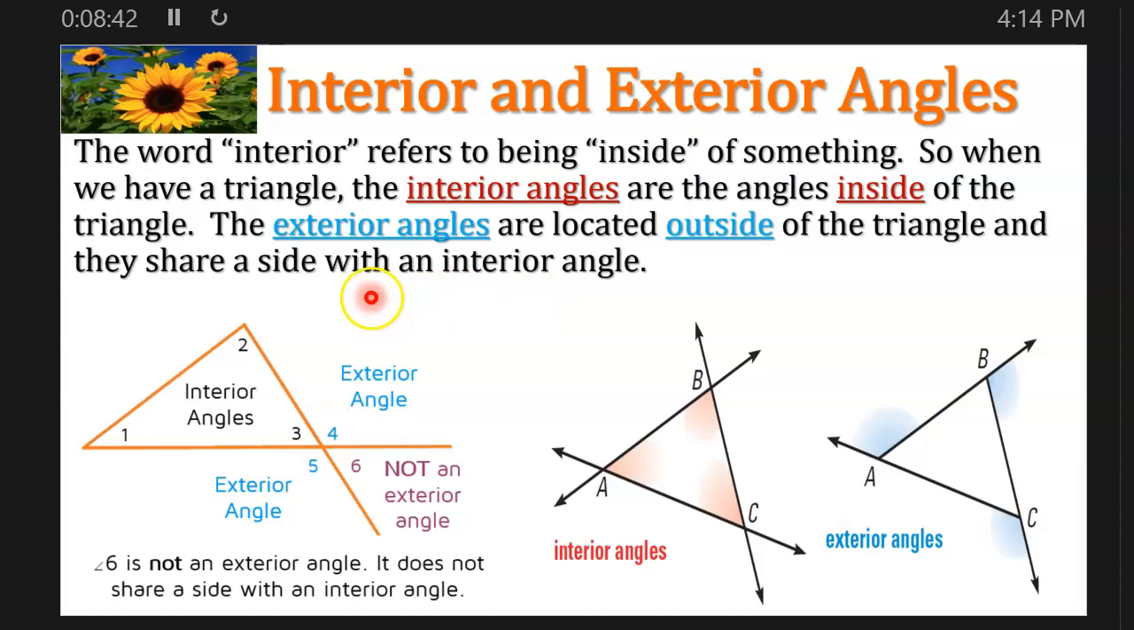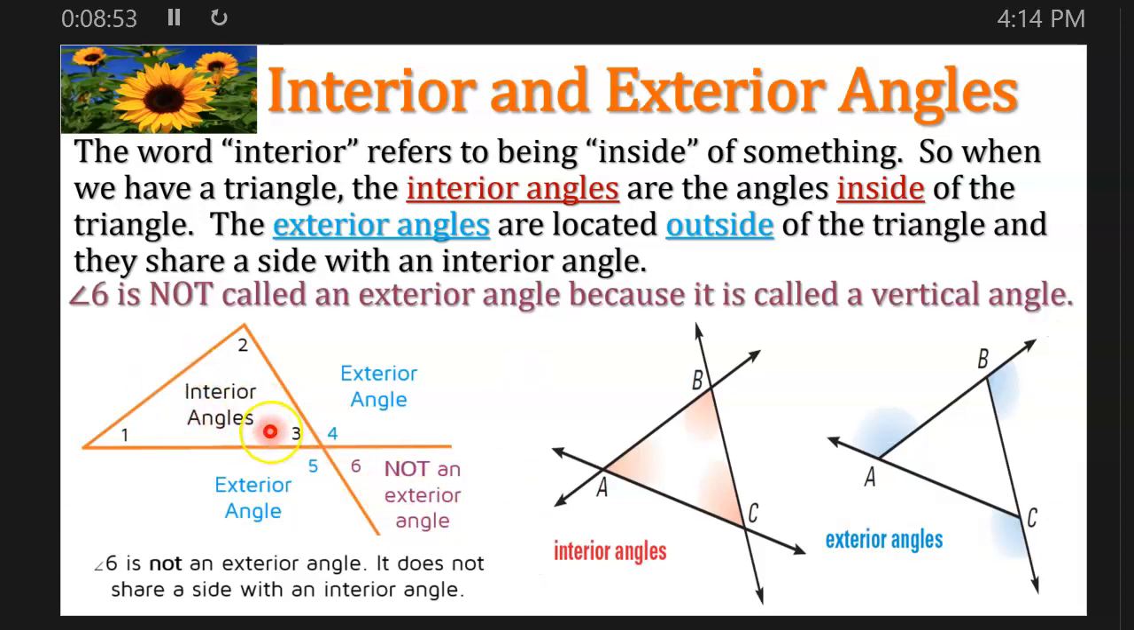So when we're talking about the exterior angle theorem in a moment, we're talking about these 2 kinds of exterior angles, not the vertical angle, okay? The vertical angle is on the crisscross here, and notice that vertical angle does not share a side with that triangle, but angle 4 and angle 5 does. So these 2 exterior angles are what we're talking about when we're talking about exterior angle theorem.